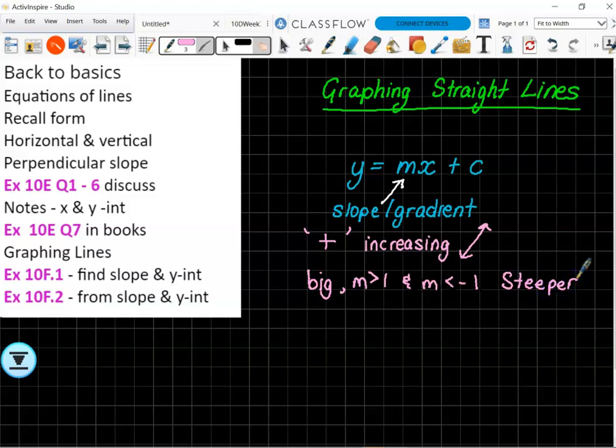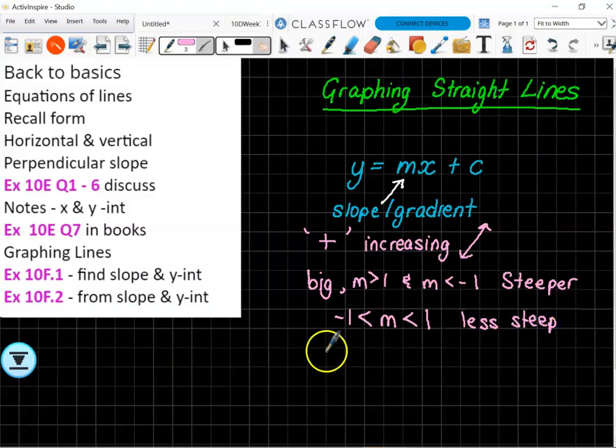When is it a very gentle slope? When it's in between 1 and -1, so like fractions, a half, a quarter, all that sort of stuff. So how do we write in between 1 and -1? So less than 1, greater than -1. That's in between, all right? And that's when it's less steep.